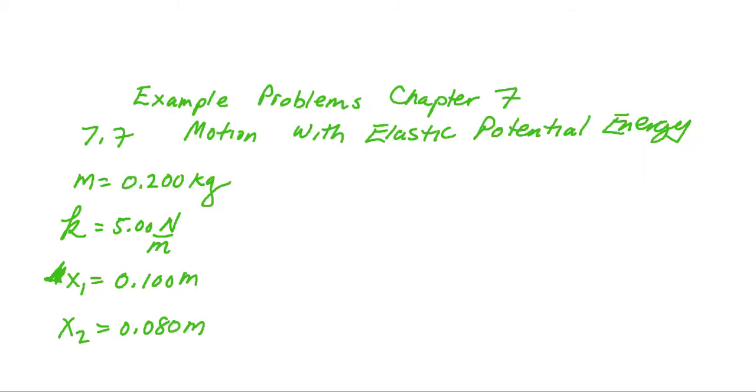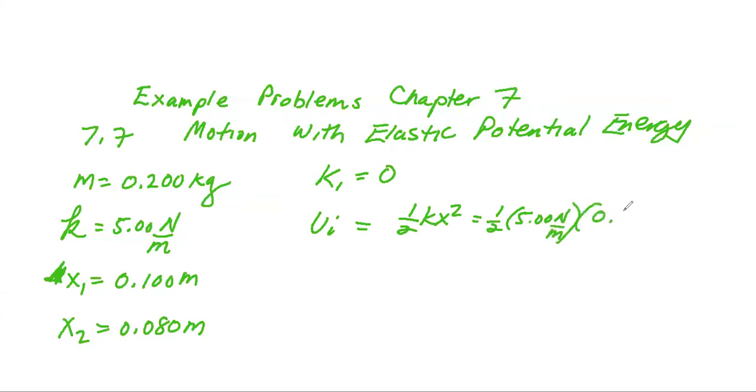What is its x velocity when x1 is that, and x2 equals 0.080 meters? So we want to know its v when it gets there. I'm going to calculate the difference in elastic potential energy and equate that to my difference in kinetic energy. So I know my initial kinetic energy, K initial, since I'm holding it, is going to be equal to 0.